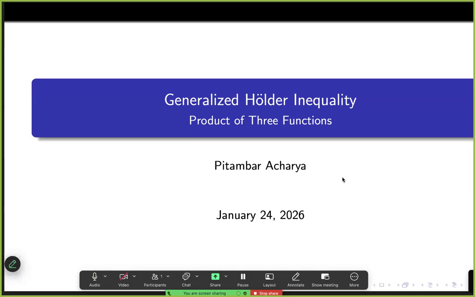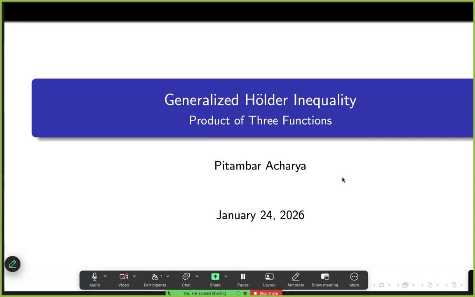Hello all. In this video, I'm going to prove the generalized Hölder inequality for the product of three functions. Hölder's inequality is one of the most fundamental tools in real analysis. It is equally applicable in measure theory and partial differential equations. Most students first learn it for the product of two functions. In this video, we will see how the inequality extends naturally to three functions.